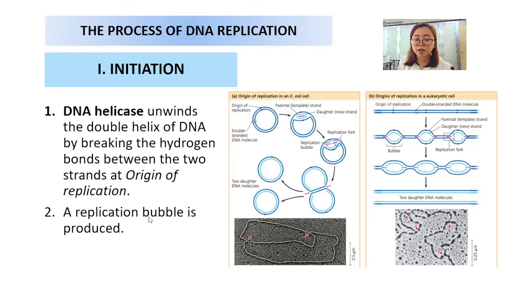So you will have a replication bubble produced. In prokaryotes, in bacteria such as E. coli, there is only one origin of replication. And since bacterial DNA is circular, it will look like this diagram.